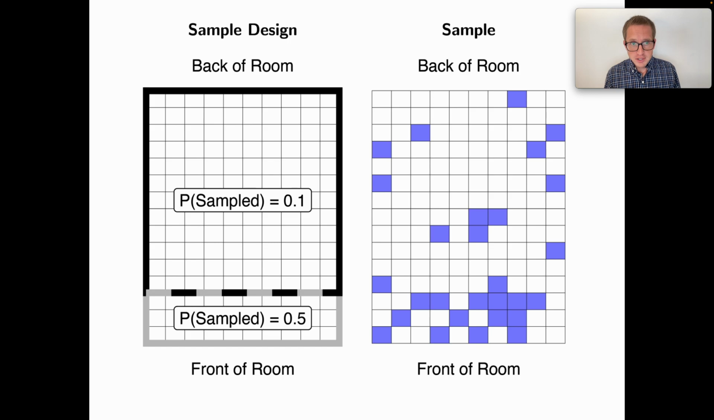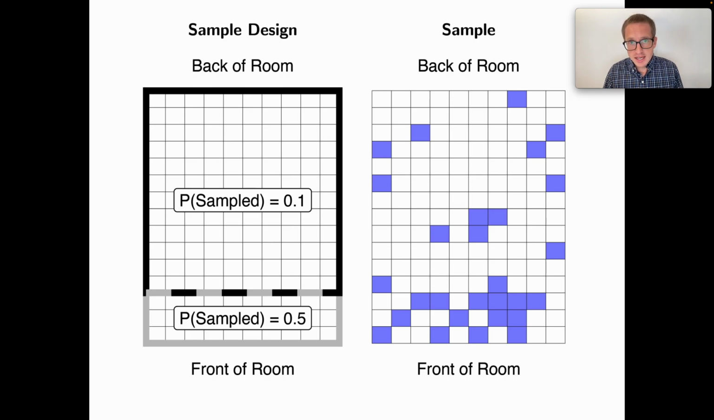By drawing the sample this way, we created a sample that looks like the sample on the right. We have a smattering of people in the back of the room, about 10% of them responding to our sample. And we have quite a few more people in the front of the room. Half the people in the first 3 rows are responding to our sample. On the left, we have our sample design. The people in the back have a known probability of sample inclusion, 10%, and the people in the front have a known probability of sample inclusion, 50%.